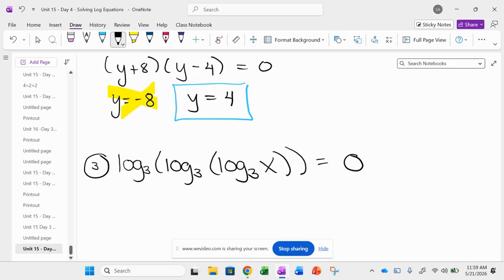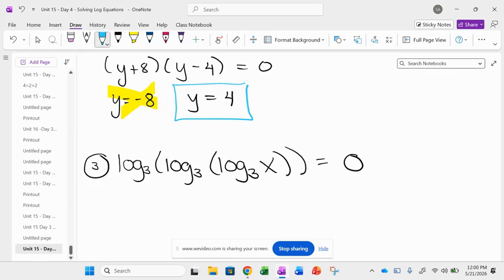Okay, so this looks a little bit different, but it does still look like log equals number, right? Normally I say, well, condense it down to 1 log, then make it exponential. But can I condense this down to 1 log? No, there are no plus signs there. There's nothing to put together.